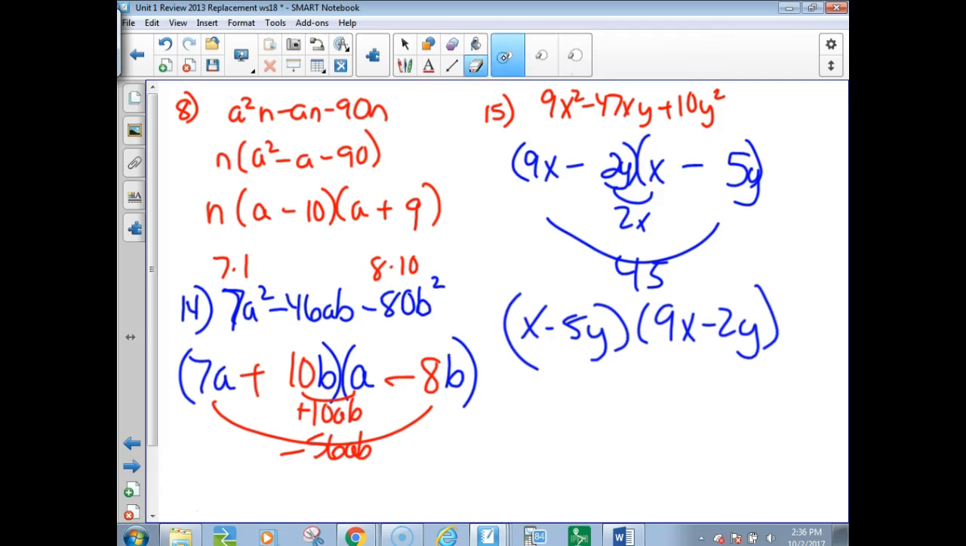Then I'm going to double check. Double check yourself to make sure that the last term has the right sign. And it is positive 10 times a negative 8, so that's going to work out. It's a play-around game. It really takes practicing.